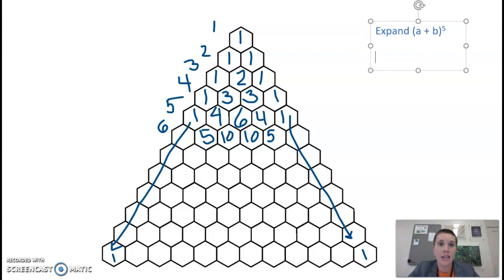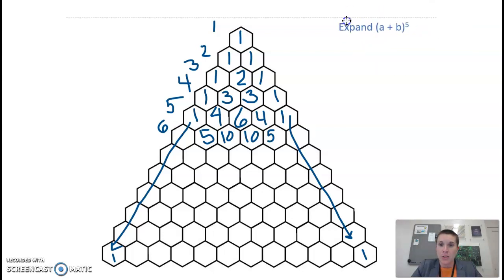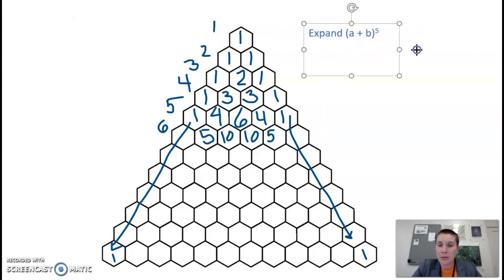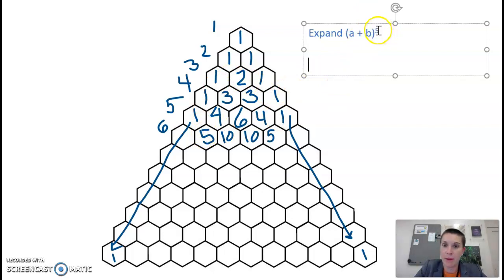So instead, what I'm going to do is I'm going to use Pascal's triangle to help me do my expansion. When we are expanding using Pascal's triangle, we take the power of our binomial and then we go down 1 row. So we have a power of 5 here, so we're going to look at the 6th row. And basically the numbers in Pascal's triangle are going to be the coefficients of each of our terms.